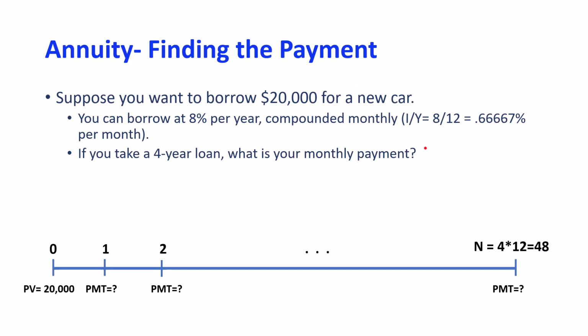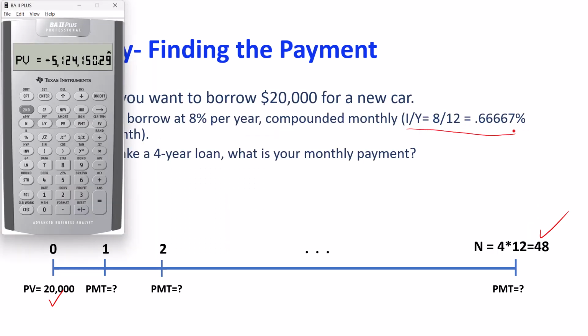Let's say you want to find the payment. You know that you want to buy this $20,000 car, and you know that you can borrow at 8% per year compounded monthly. You're going to pay monthly payments. You want to know how much you have to pay each month. So in the timeline, you know your loan amount today, the present value. You know how many months you're going to make payments, and you know your I/Y, or the rate, is this. How much are you paying each month? So we are solving for payment in this case.